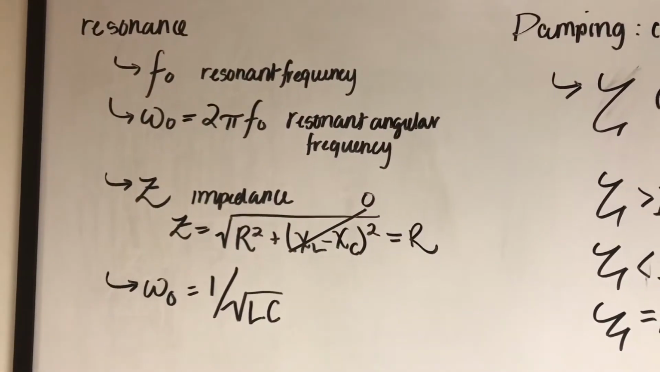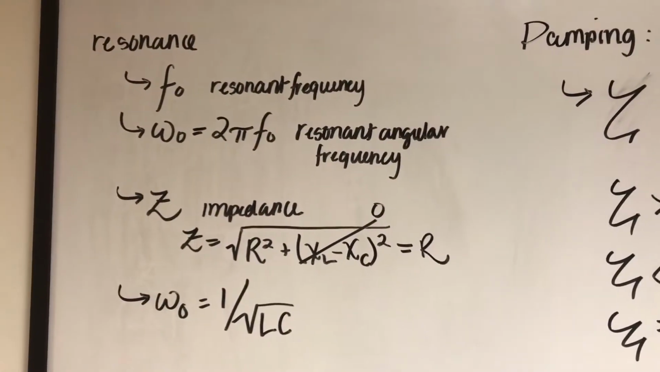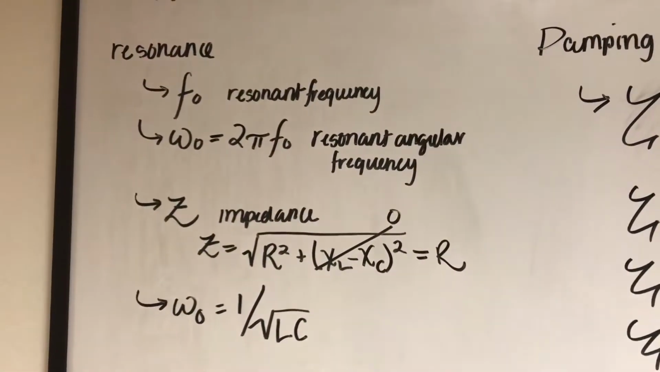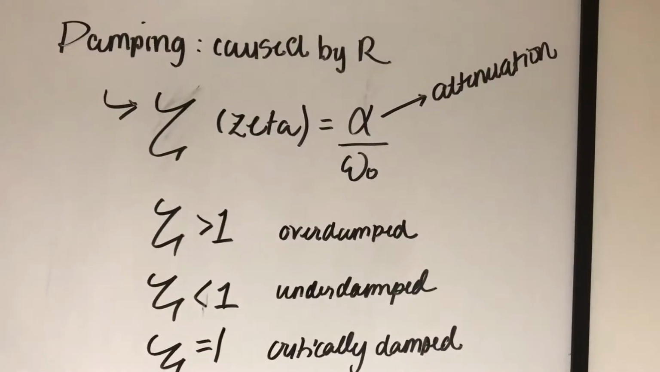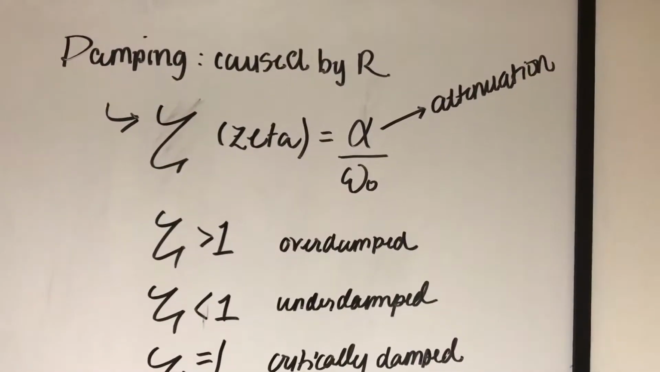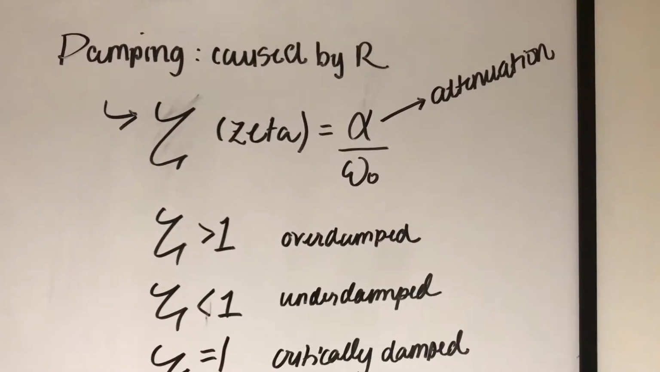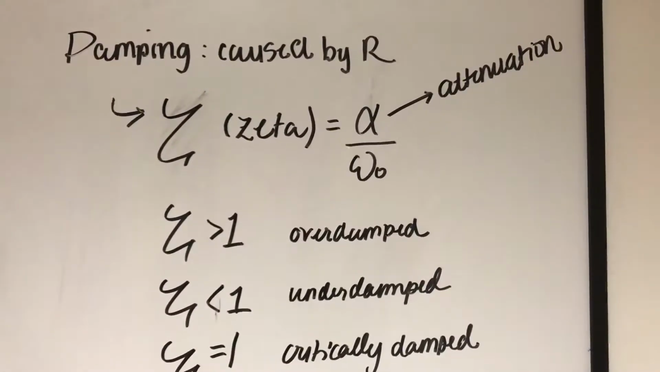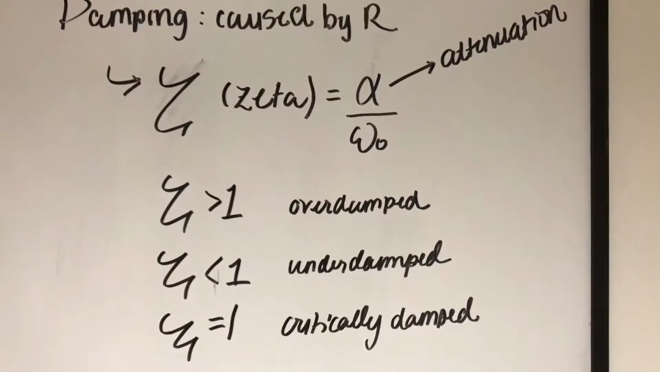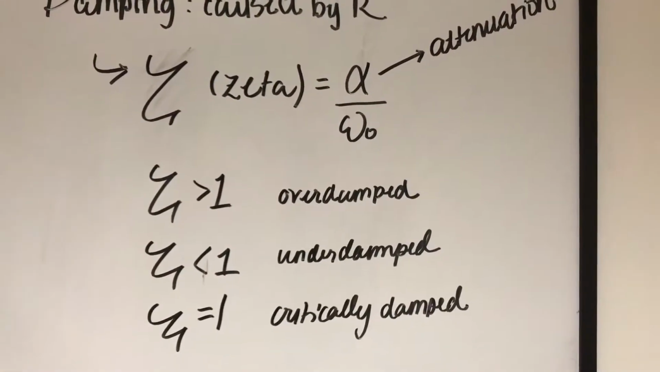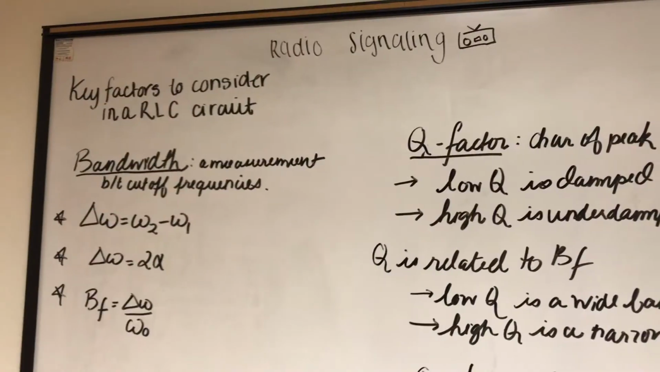There can be critical damping, underdamped, and overdamped. As previously stated, damping is caused by R in the circuit, and it determines whether or not natural resonance will occur without a driving force. The damping factor zeta is useful when talking about damping and is dependent on the attenuation factor and omega naught.